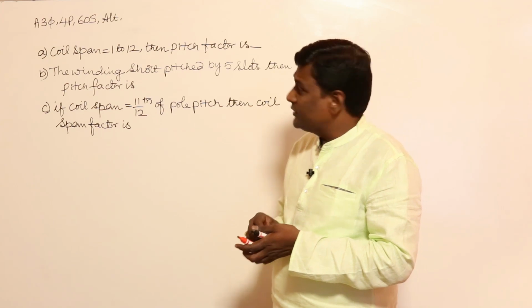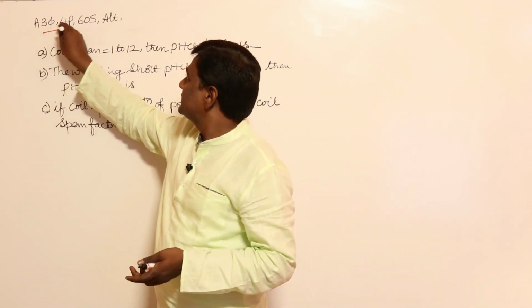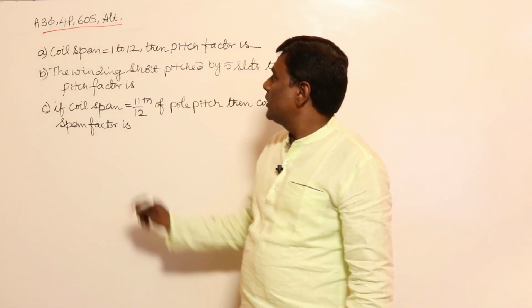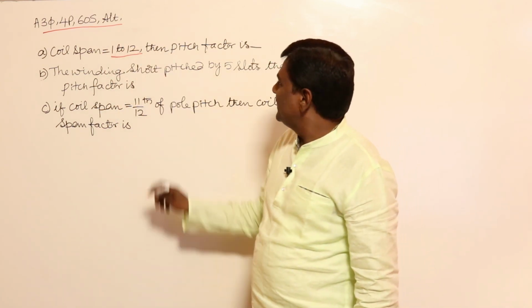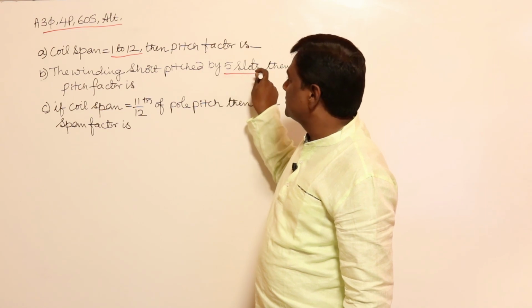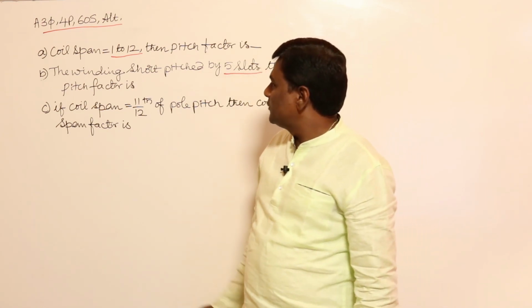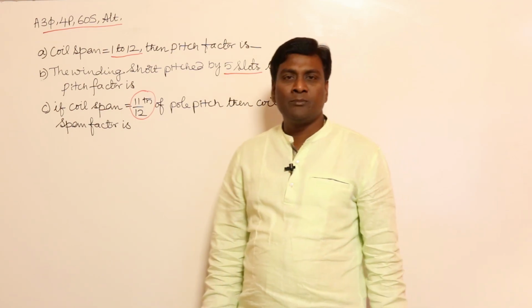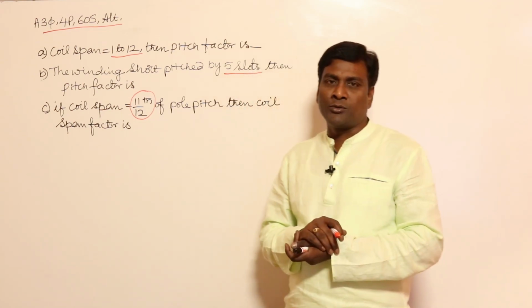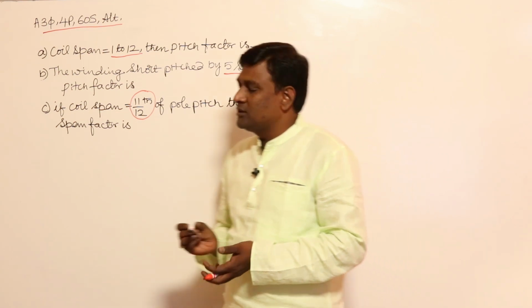A 3-phase 4-pole 60 slots alternator, coil span is 1 to 12, then pitch factor is, and the winding is short pitched by 5 slots, then pitch factor is. If coil span is 11 by 12th of pole pitch, then coil span factor. Coil span factor is nothing but pitch factor only. Okay, so let us think of the first one.